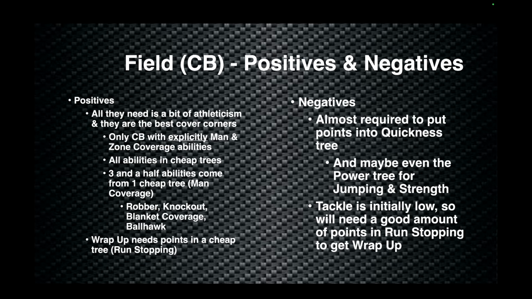And with them as well, all of their abilities are in cheap trees. 3.5 abilities come from one cheap tree, which is the man coverage tree: robber, knockout, blanket coverage, and ball hawk. And then wrap up needs points in a cheap tree as well, which is the run stopping tree.